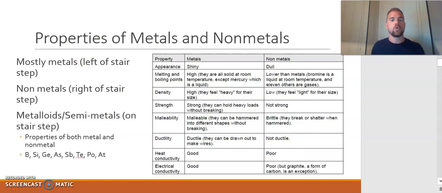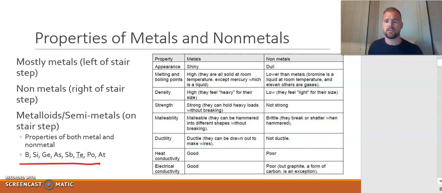What does that mean? Well, as we've already said, most of the elements on the periodic table are metals, which means left of the staircase. Nonmetals are to the right, and metalloids are right along the stair step. And we've got the list of metalloids right here, but you can also see them along the staircase that we saw in the previous video.